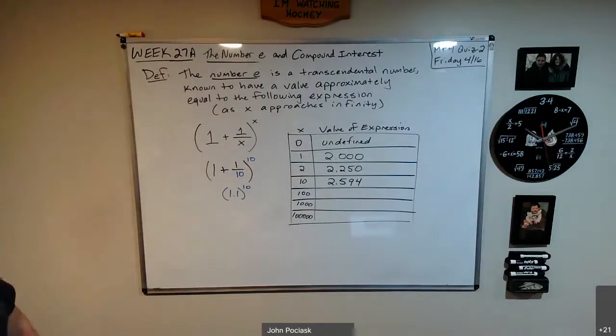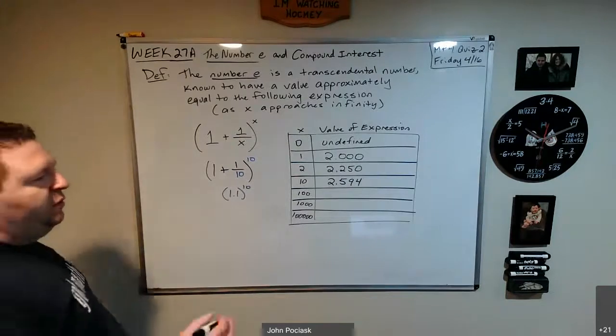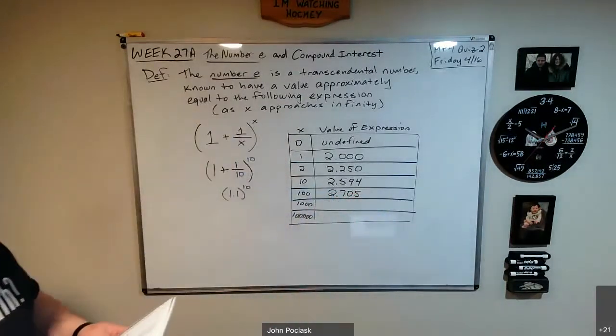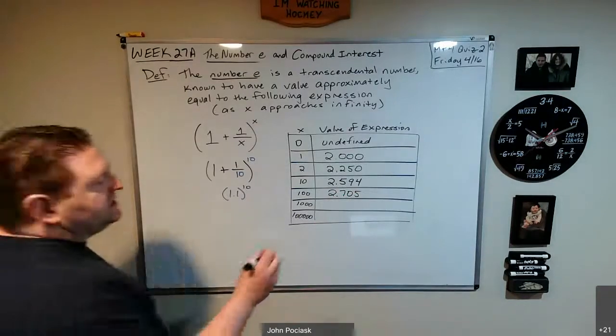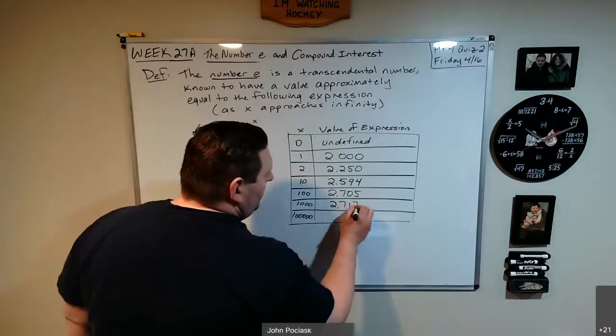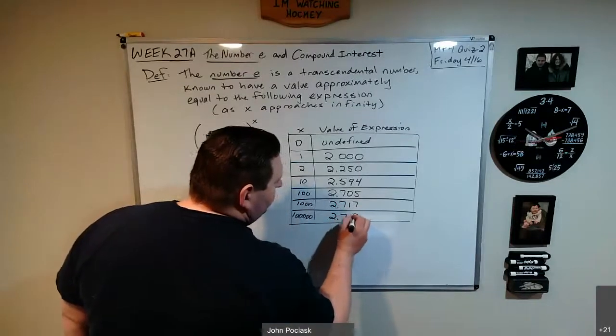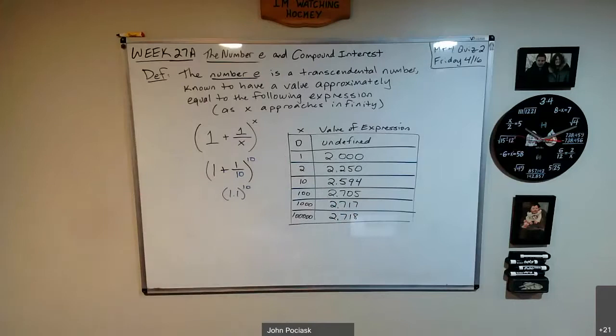So if you did 100, you should have got something like 2.705. 1,000 should have given you 2.717. And then 100,000 should have given you around 2.718. So it's hardly even changing now.